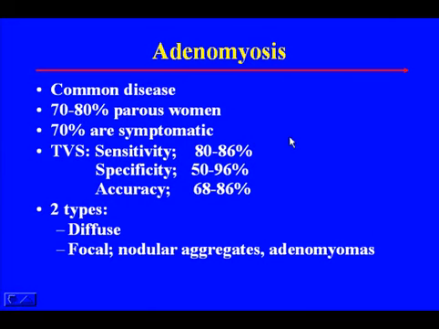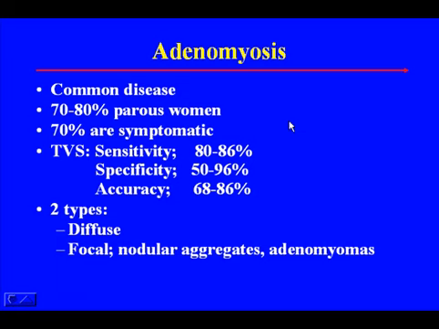Adenomyosis, another common disease of the uterus that can cause pain. It's more common than what we thought. We see it in 70 to 80% of pre-menopausal women. 70% are symptomatic. Transvaginal ultrasound has pretty high sensitivity, specificity, and accuracy. Sensitivity of 80 to 86%, specificity of 50 to 96%, and accuracy of 68 to 86%.